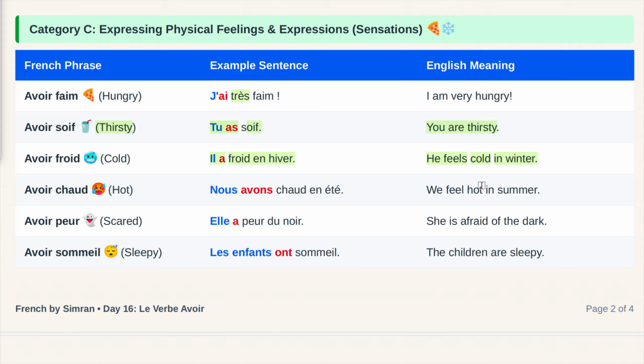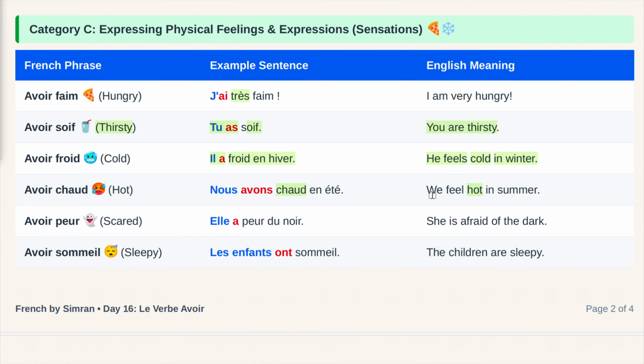Next, if you are feeling hot. So hot means chaud. Okay, write down the vocabulary in your notebooks. Froid means cold, and chaud means hot. You can write down the pronunciations in Punjabi or English or Hindi, so that when you're reading it the next time, you can pronounce these words better.